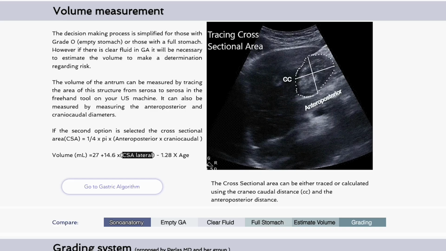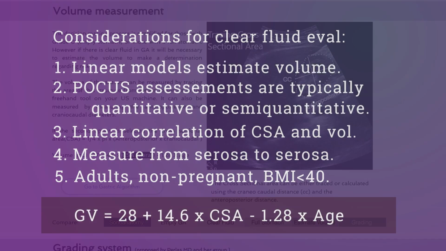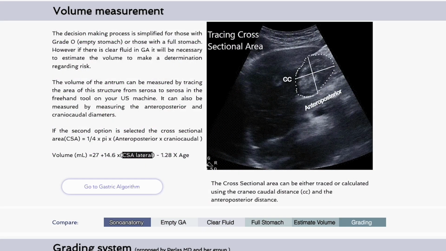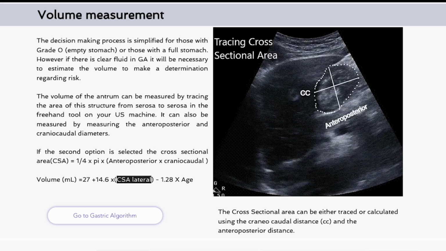We can now determine volume using the following linear model, applicable to adult, non-pregnant patients with a BMI lower than 40. This model uses gastroscopy as the reference standard. This is the formula by Dr. Perlas and her colleagues. If the estimated gastric volume is higher than the 1.5 mL per kilogram baseline secretions, then the aspiration risk is high. This mathematical model can estimate gastric volumes of up to 500 mL.